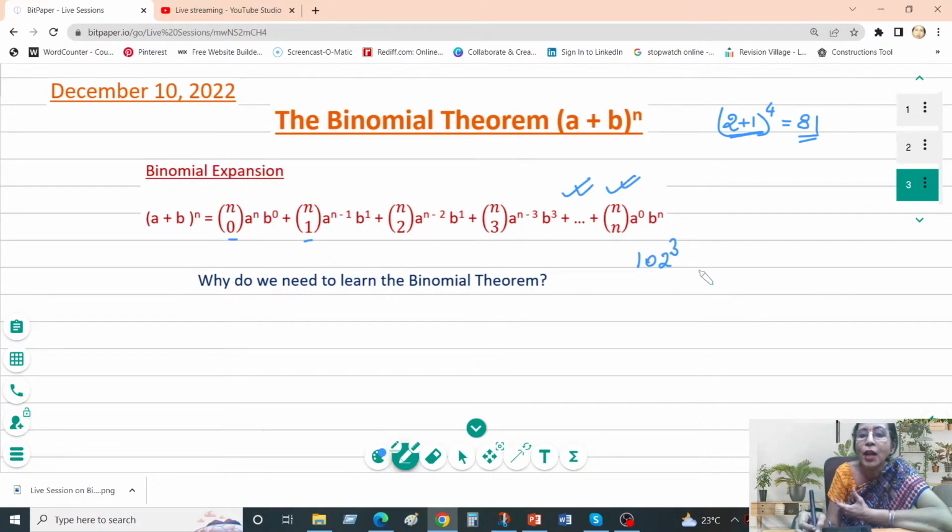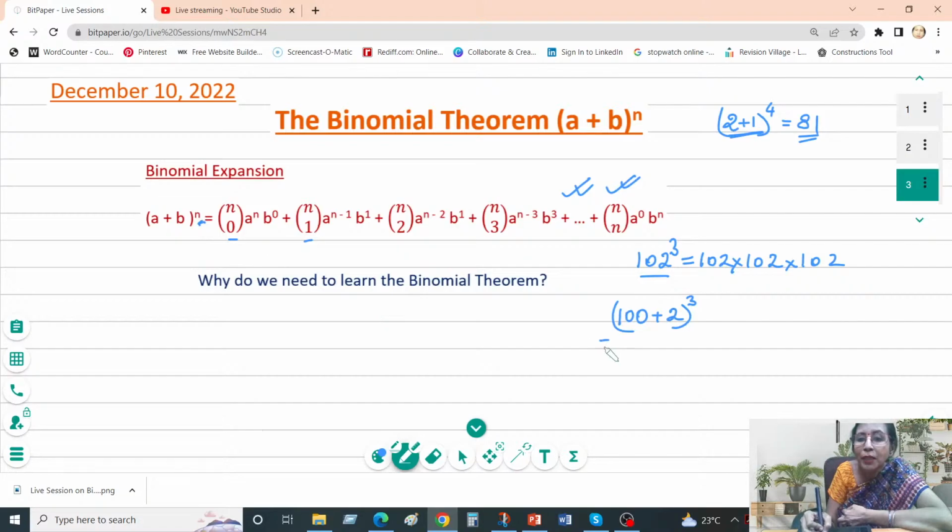One way is, of course, 102 times 102 times 102. Of course, we can multiply this. But is it very easy to multiply 102 times 102 times 102? What if we write this 102 in the form of (100 plus 2) raised to the power of 3? That means the n value is equal to 3.